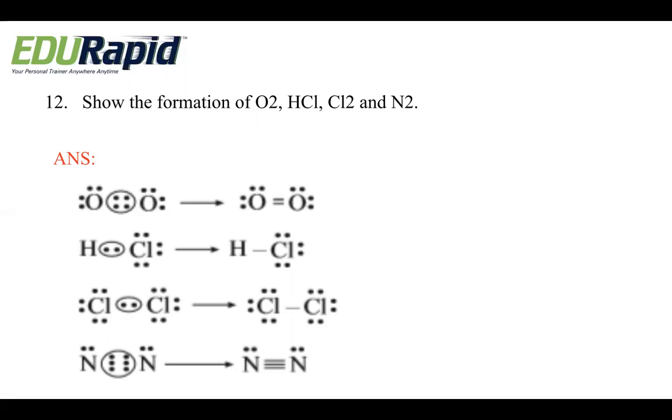Coming to the next one, hydrogen chloride. There is a sharing of a single pair of electrons forming a single covalent bond. Coming to the third one, the chlorine molecule. There is a sharing of a single pair of electrons forming a single covalent bond. Lastly, the nitrogen molecule. There is a sharing of 3 pairs of electrons forming a triple covalent bond.